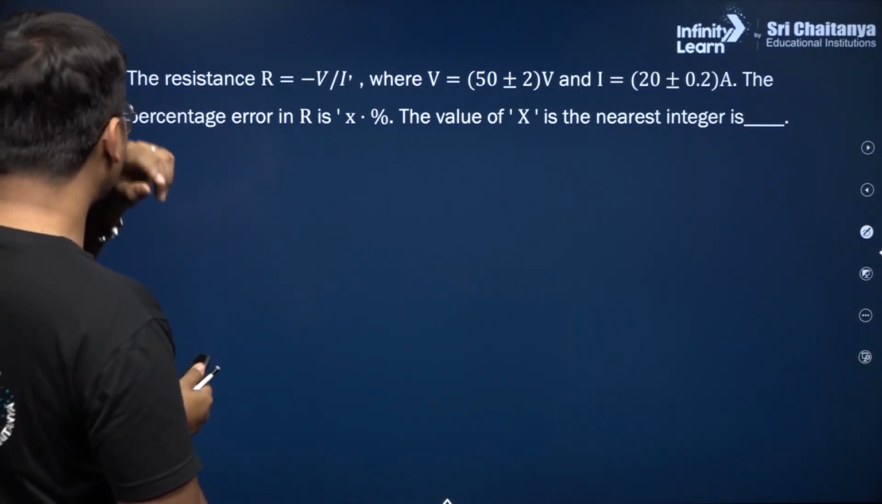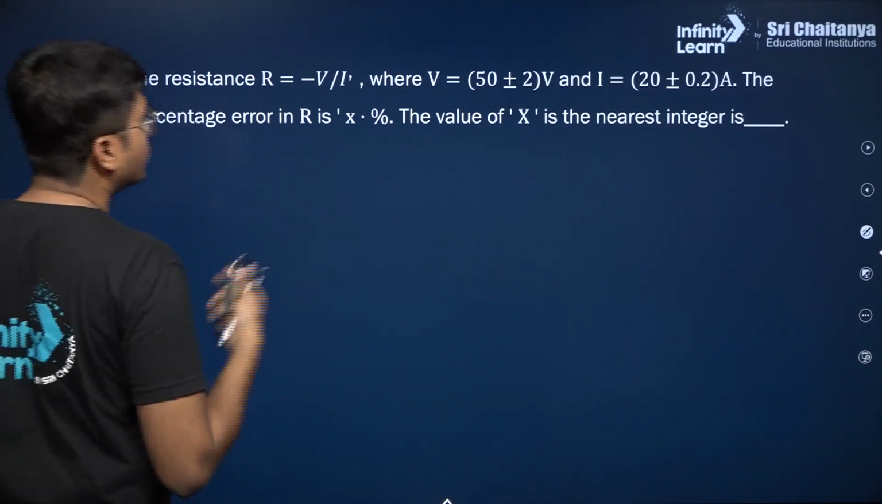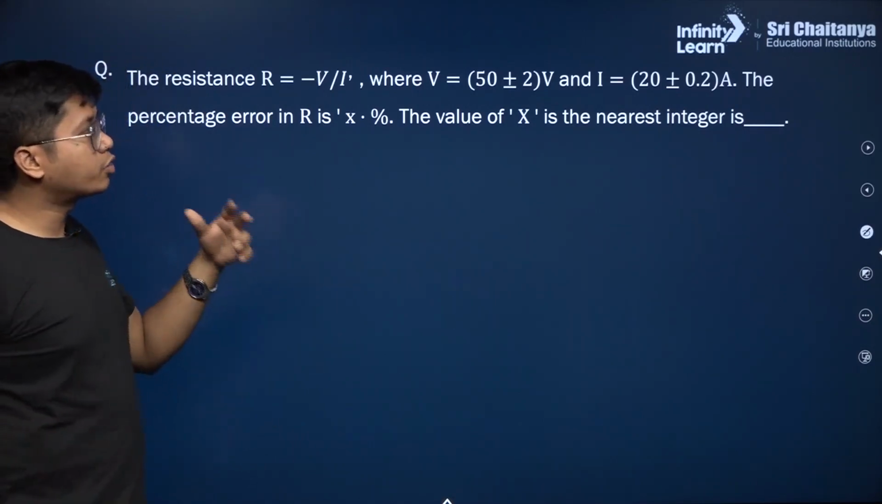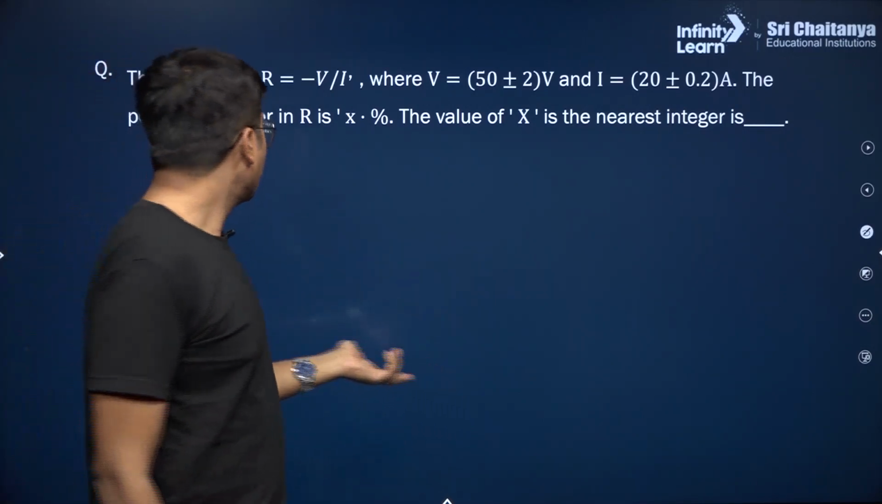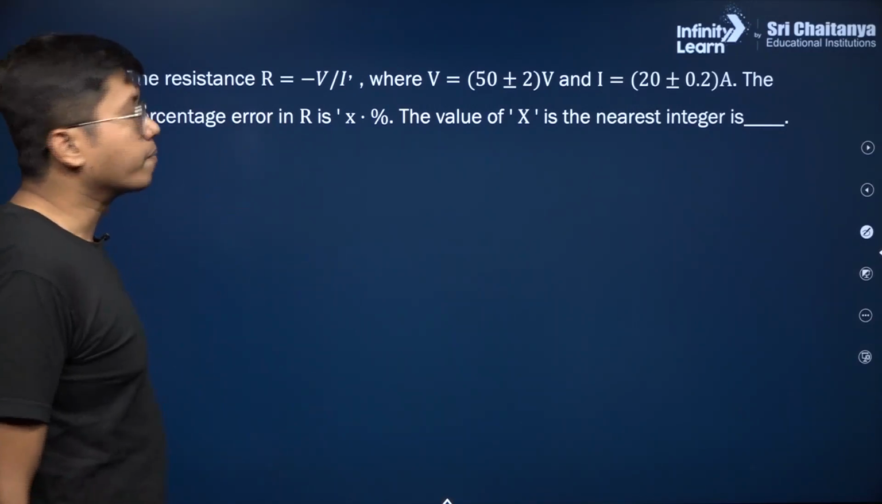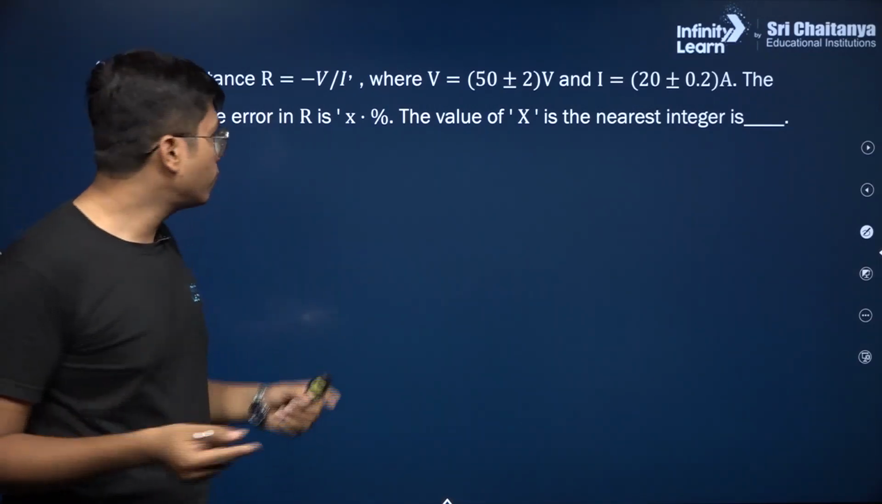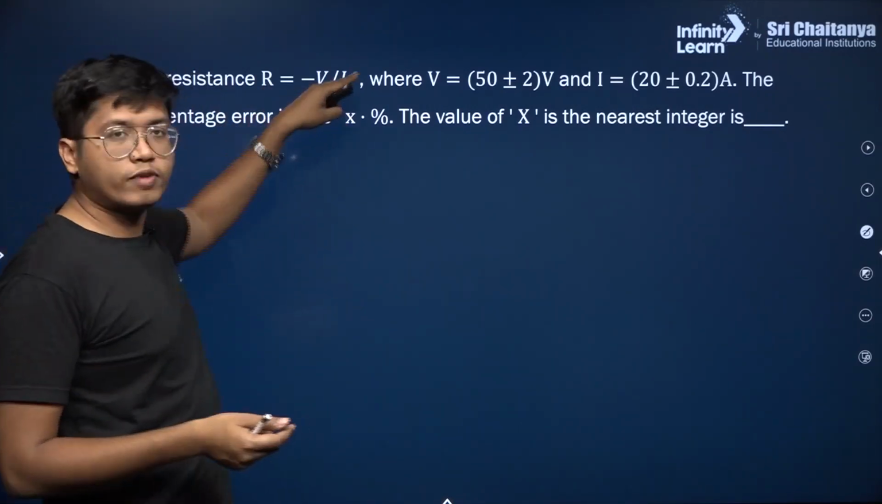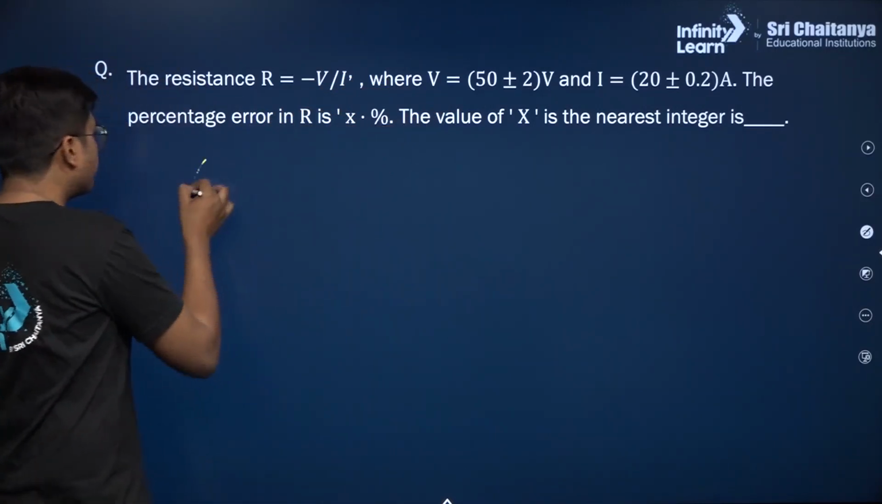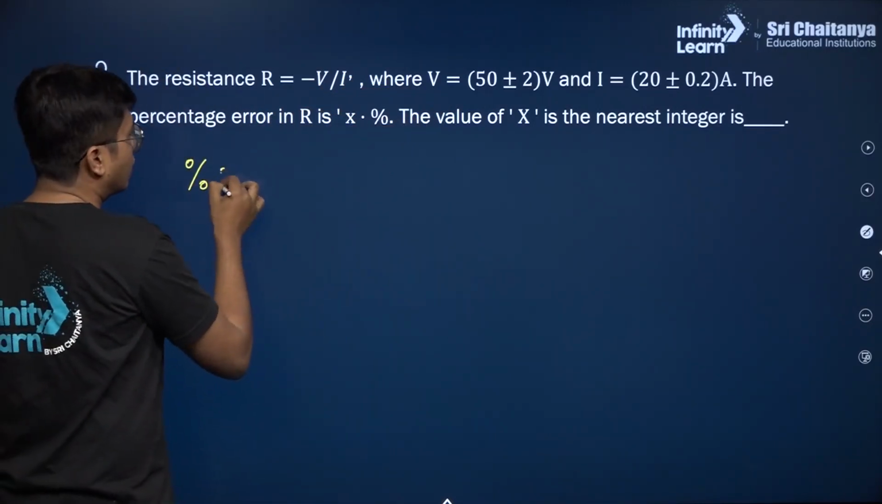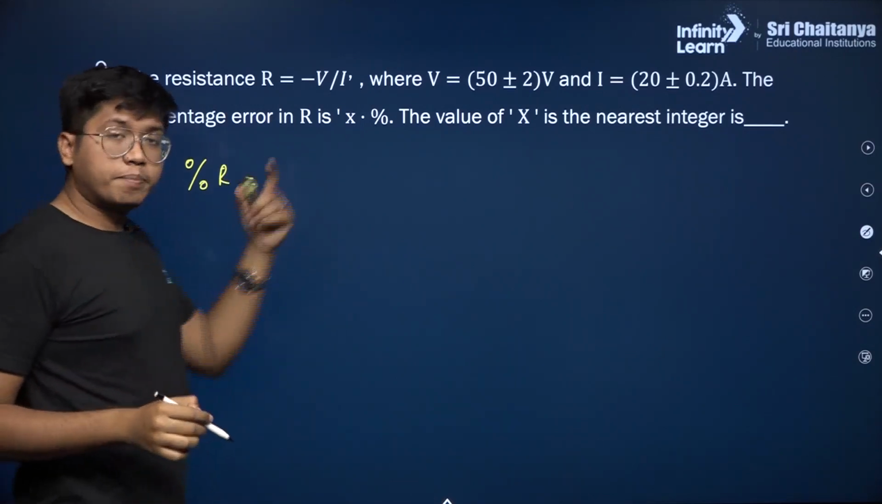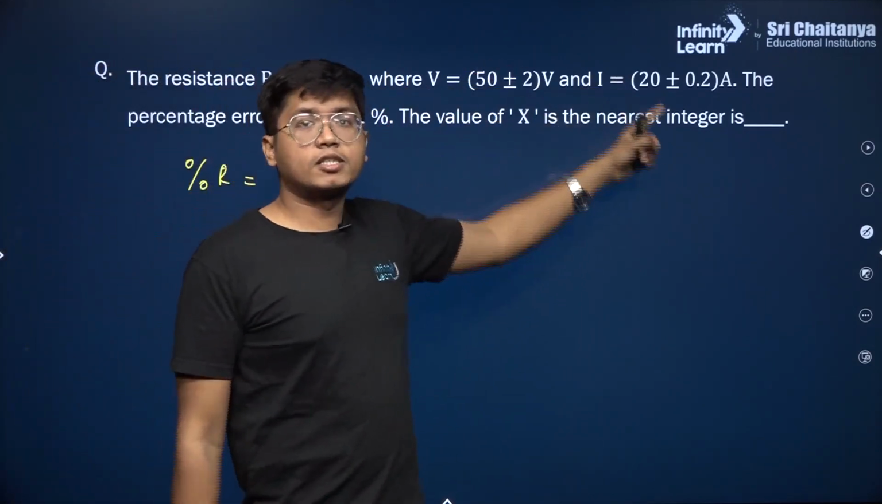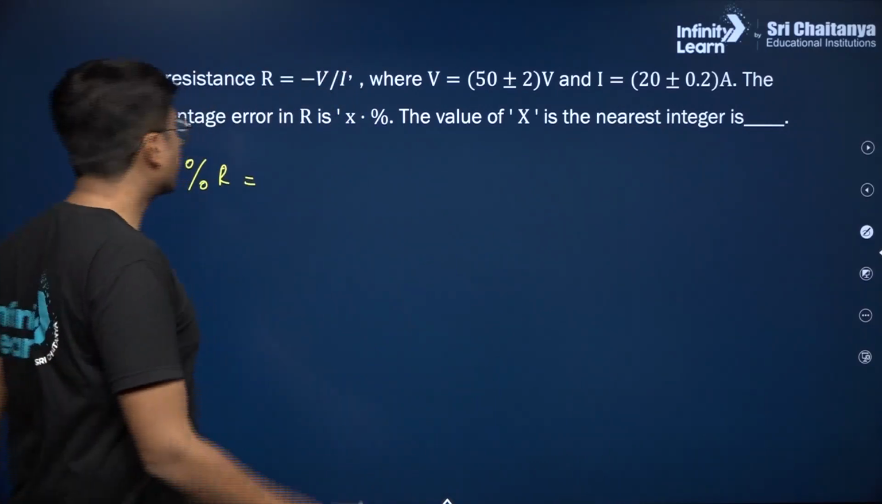Next, the resistance R is equal to V by I. Here V is 50 plus minus 2 volt, I is 20 plus minus 0.2 ampere. The percentage error in R is X%. So since R is equal to V by I, the percentage error in R is equal to the percentage error of V plus the percentage error of I.